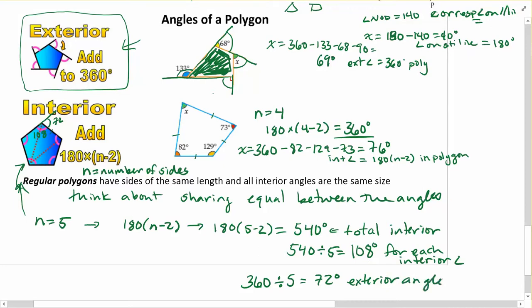So that's something to keep in mind with regular polygons. They will ask quite a lot of questions with that. It's all the same rules for polygons, but when they're regular, you have the exact same lengths and the exact same angles inside. So use your normal rules, and then just think about sharing the angles equally amongst everything that's in there, whether it's 5 or 7 or 10 sides.